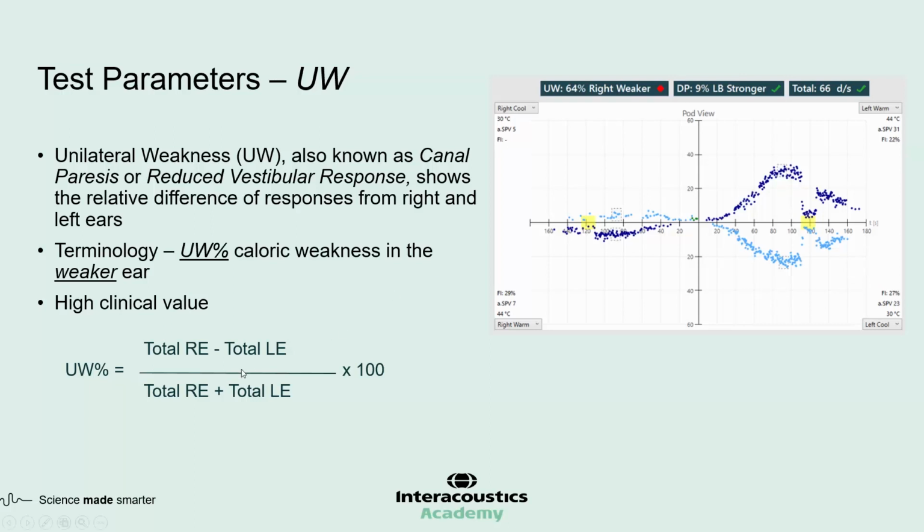The way it's calculated, and again, we don't need to know that because the computer does this for us, but it's basically you take the total responses from the right ear, subtract the total responses from the left ear, and then normalize it by dividing it by the total response, total right and left response. So here the total response is 66 degrees per second, and the unilateral weakness is 64%.